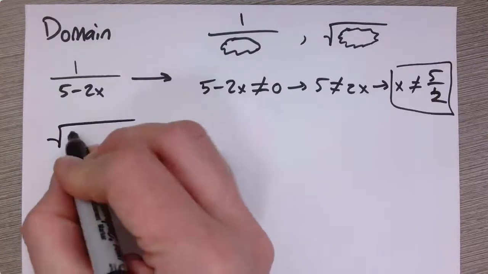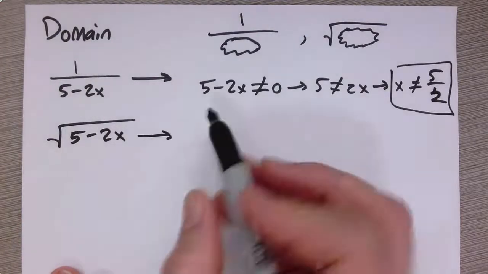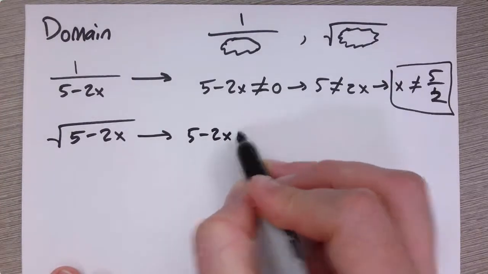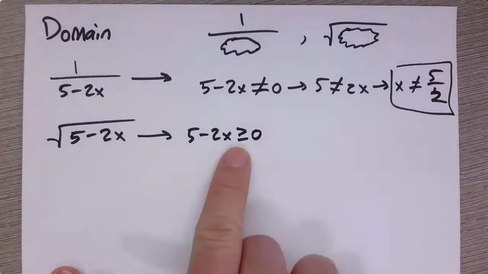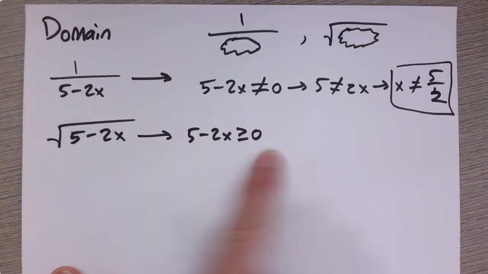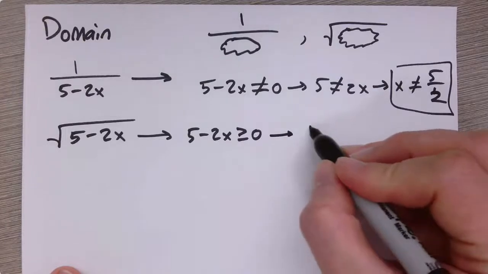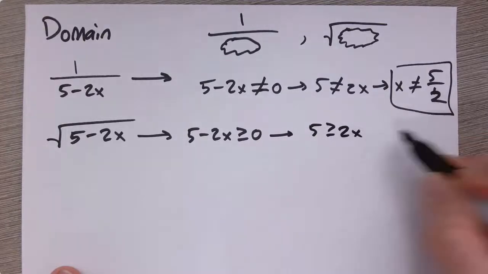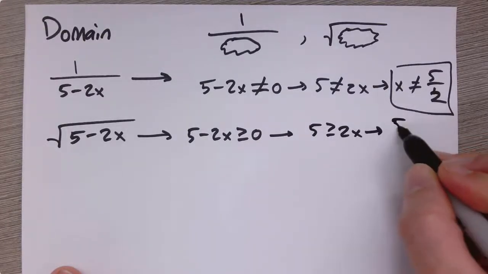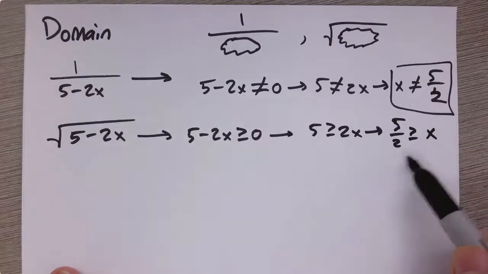What about this? You can do the exact same thing here. If I've got something underneath the square root, what I know is that thing must be non-negative, so you can write it that way. It must be larger than or equal to 0. Same thing. Let's solve for what values of x make this condition that I know has to be the case actually true. So let's add 2x to both sides. Let's divide by 2 on both sides. So I've got that x has to be less than or equal to 5 halves.